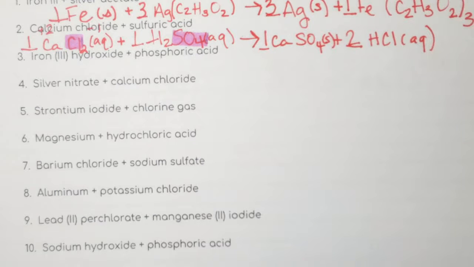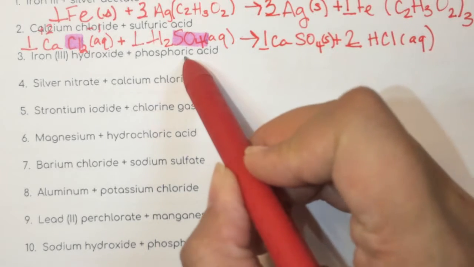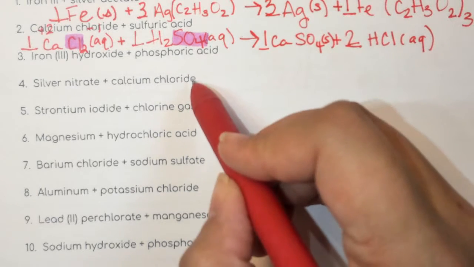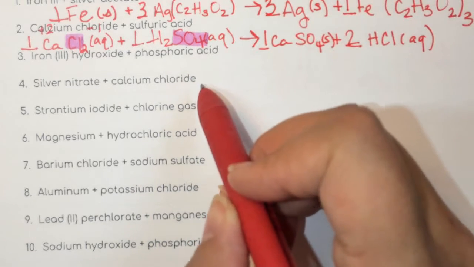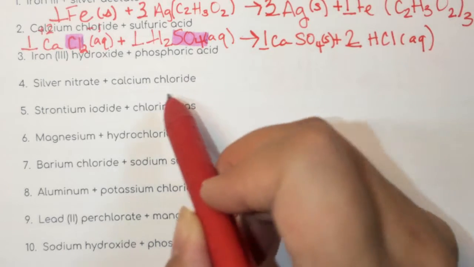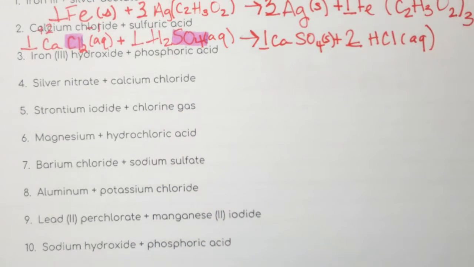Alright, not that hard, right? Shouldn't be that hard. Alright, so number 3 and number 4 are going to be similar to what we just did. So go ahead, do 4 and 5, and we're going to come back together in just a second.